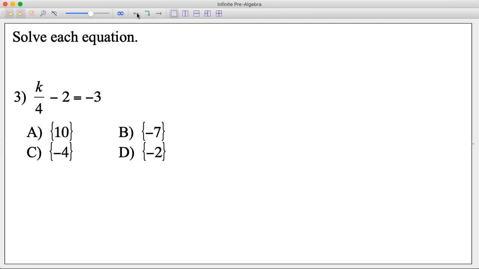Number 3. Number 3 says k over 4 minus 2 is equal to -3. Once again, we can get rid of this one. It's not ugly if you get rid of the 4 first. You get rid of the 4 by multiplying everything by 4. It's just that it's easier to get rid of addition and subtraction first.